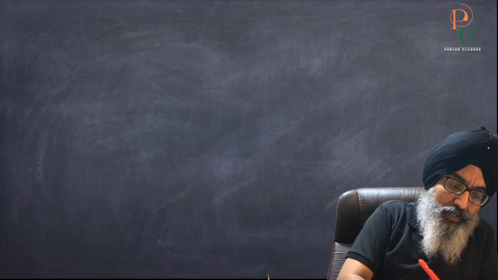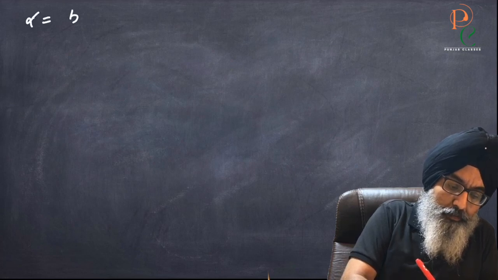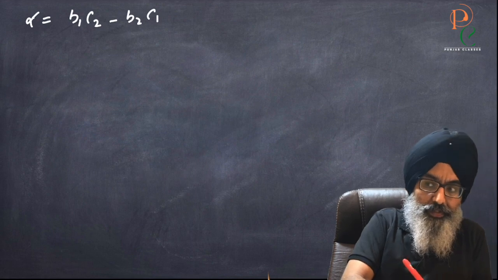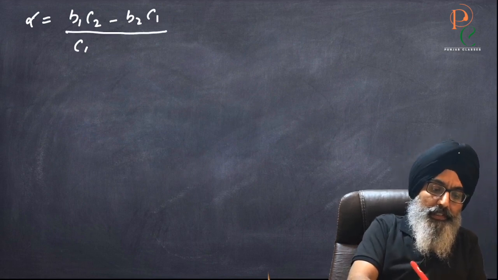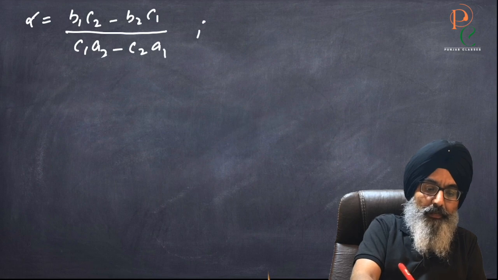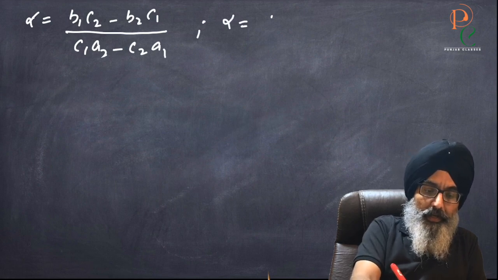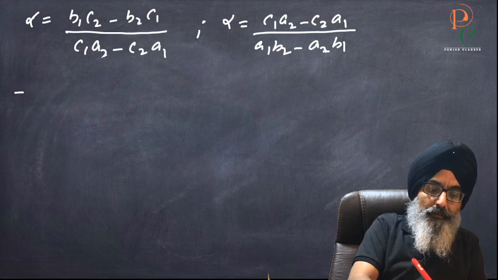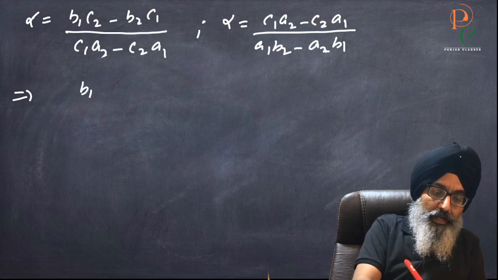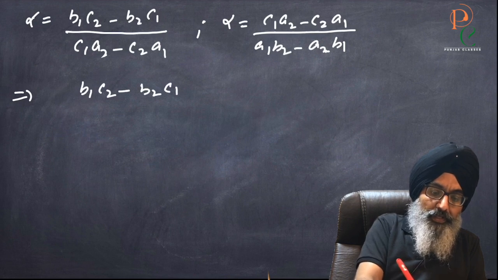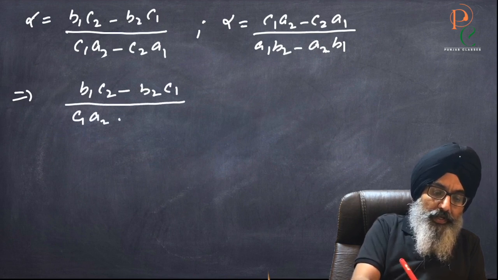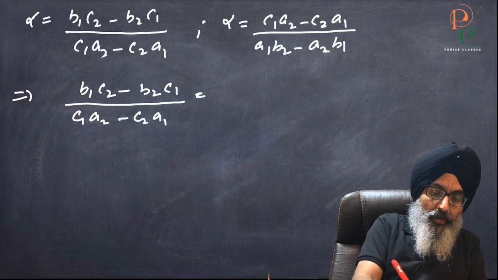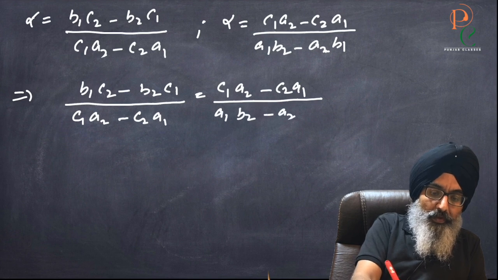So from the first and second equation I get alpha equals to b1 into c2 minus b2 into c1 divided by c1 into a2 minus c2 into a1. From the second and third equation I get alpha equals to c1 into a2 minus c2 into a1 divided by a1 into b2 minus a2 into b1. Now comparing both these values of alpha, we get b1 into c2 minus b2 into c1 divided by c1 into a2 minus c2 into a1 equals c1 into a2 minus c2 into a1 by a1 into b2 minus a2 into b1.